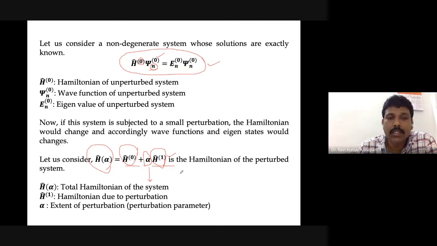Why is it written as alpha? Because the Hamiltonian of the perturbed system depends upon the extent to which it was actually disturbed. Right? That is why H of alpha is written. H is a function of perturbation. Therefore, it is represented with H of alpha, where in my notation I use alpha as the extent of perturbation. Okay, it is a perturbation parameter.